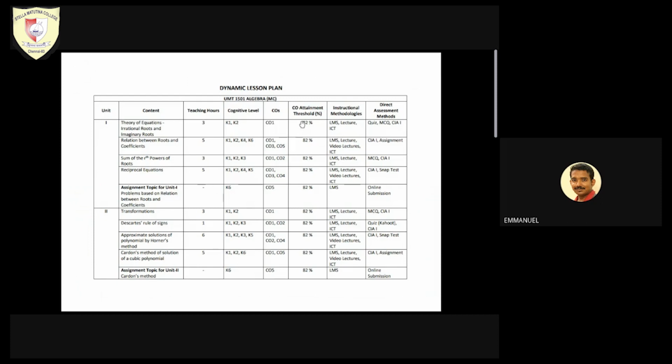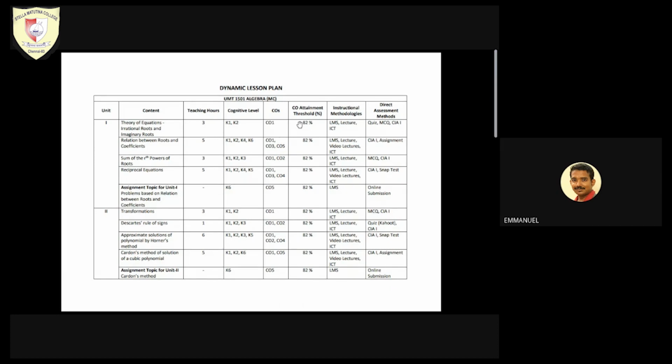As of now, this LOCF model is new. We don't have any previous batch who had taken up this LOCF model curriculum. How had we fixed this threshold as 82? This is a course called Algebra, first semester, first major paper, keeping the performance of previous batch students and the rationale behind the LOCF model in mind.